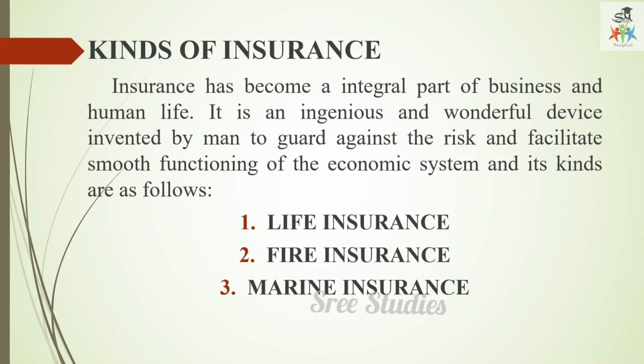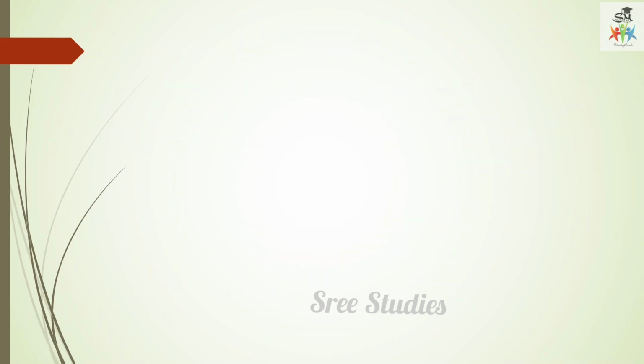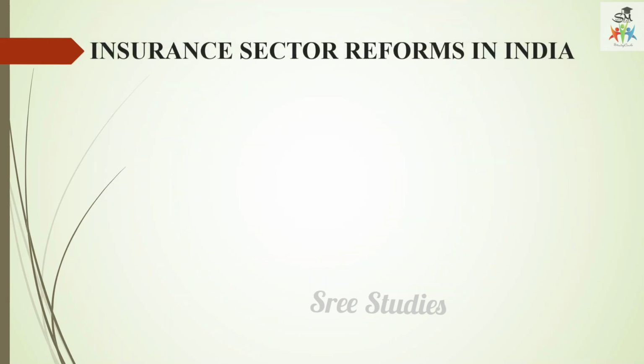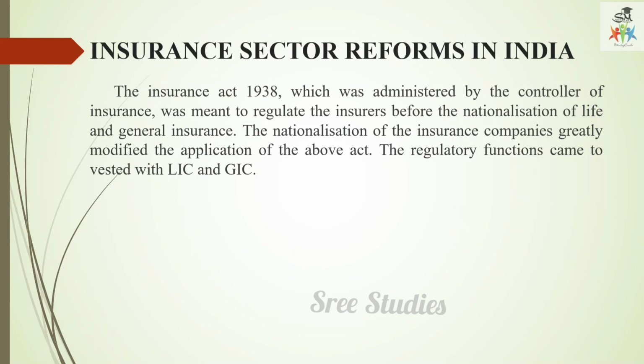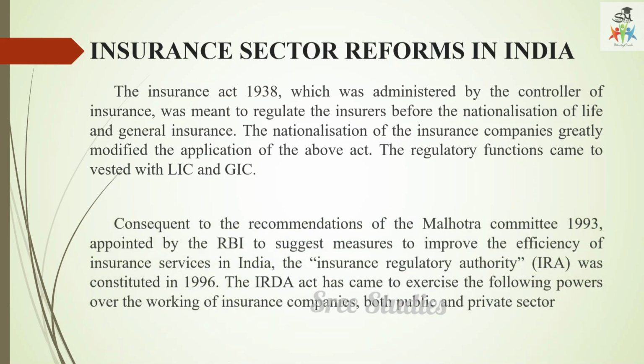Before seeing these kinds of insurance, we want to know about the insurance sector reform in India, how it has been reformed. For example, the Insurance Act of 1938 was administered by the Controller of Insurance, meant to regulate the insurers before the nationalization of life and general insurance. The nationalization of the insurance companies greatly modified the application of the Act. So now the regulatory functions have come to be vested with the life insurance and general insurance corporations.